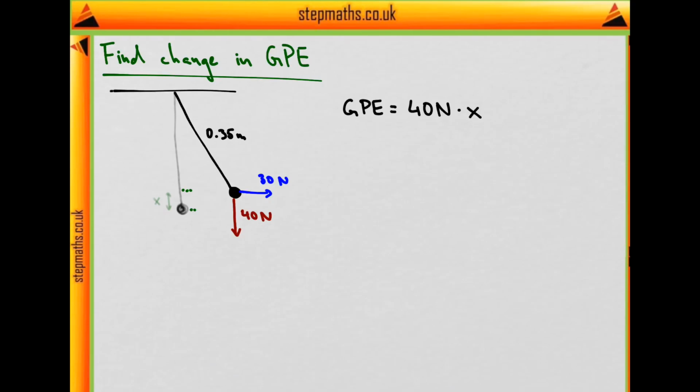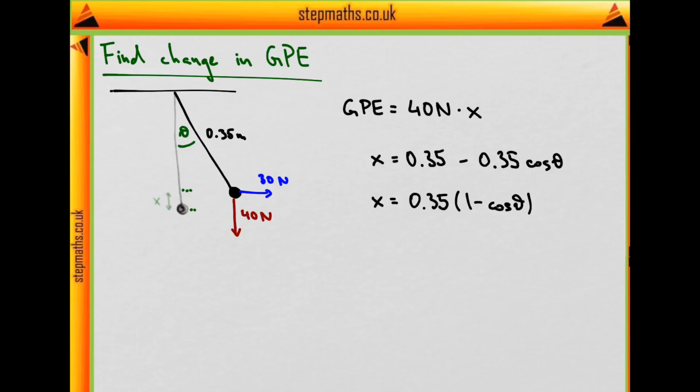So now if we label this angle here as theta, it must be that x is the whole length of the cord, 0.35 meters, minus just this section, which is the projection of the darker cord, 0.35, times cosine of theta. So that's x. So why don't you try and find theta yourself?